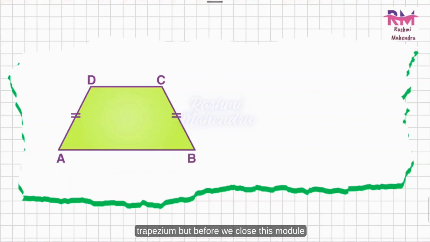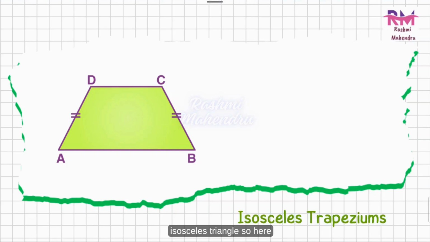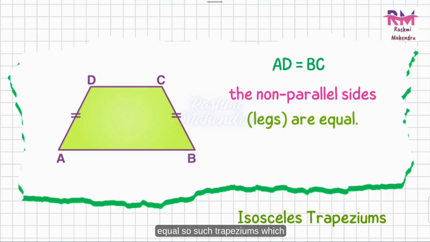But before we close this module, one important trapezium that you will see many a time. What is the difference between this trapezium and all the trapeziums that we were discussing thus far? That the legs are equal, something like your isosceles triangle. So here also we have AD and BC equal. Such trapeziums which have the non-parallel sides or the legs equal are called isosceles trapeziums. These kinds of questions are at times asked.